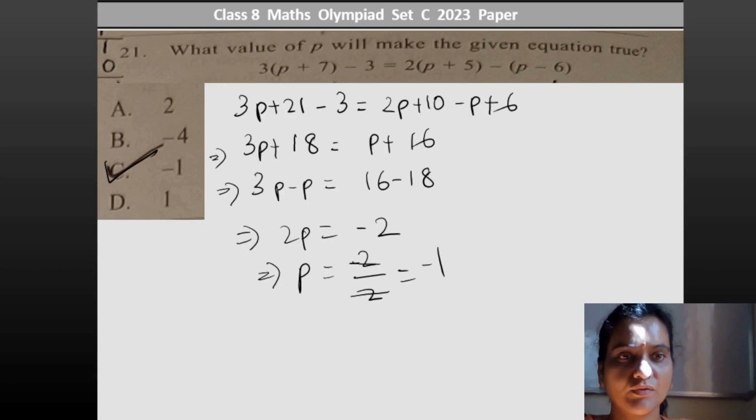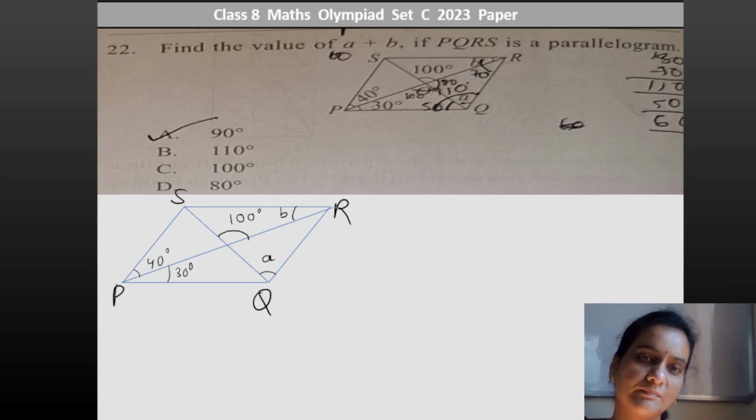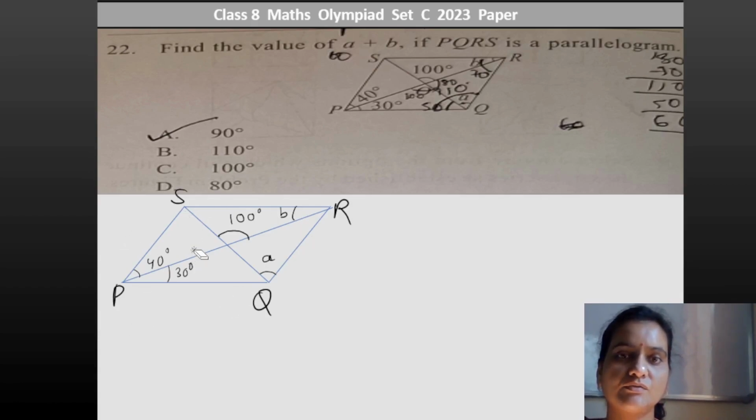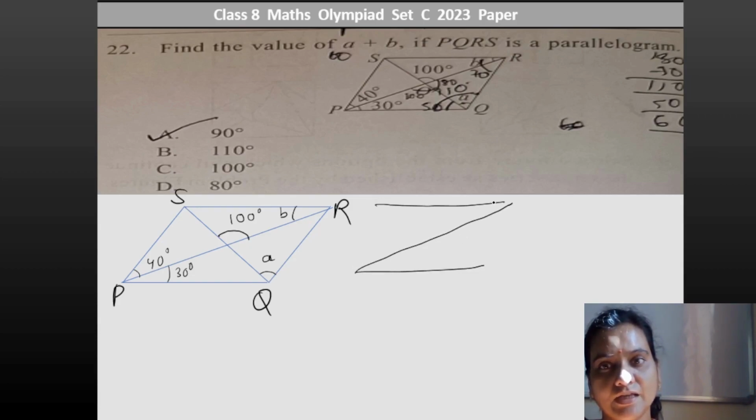Okay, now let's solve question number 22 as well. Find the value of A plus B if PQRS is a parallelogram. I redrew the parallelogram here for clear visibility. We have been given this angle here 100 degree, these two angles here 40 degree and 30 degree. Now what will be the angle B? This is the first thing that we can easily find out even without calculation. If you have learnt your lines and angles properly in class 7, there will be no doubt.